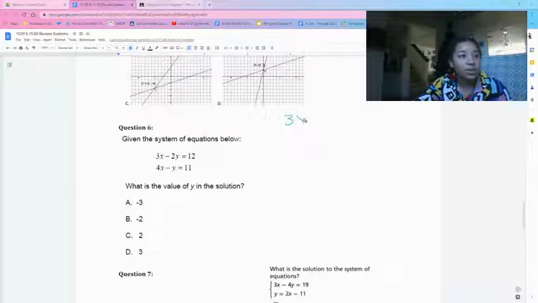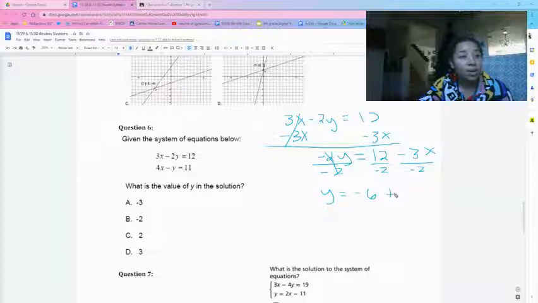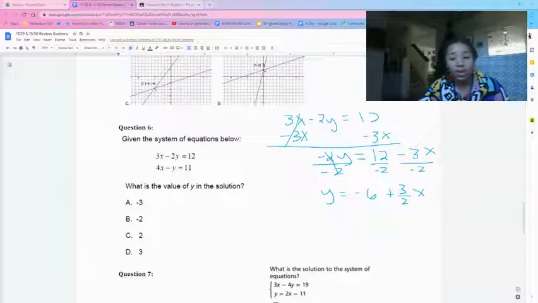So we're going to have 3x minus 2y equals 12. I'm going to subtract 3x from both sides. This will be -2y equals 12 minus 3x. Then I'm going to divide both sides by -2, or each term by -2. And then we have y equals -6 plus 3 over 2x. So that's one system. Okay, now I'm going to do the other one.